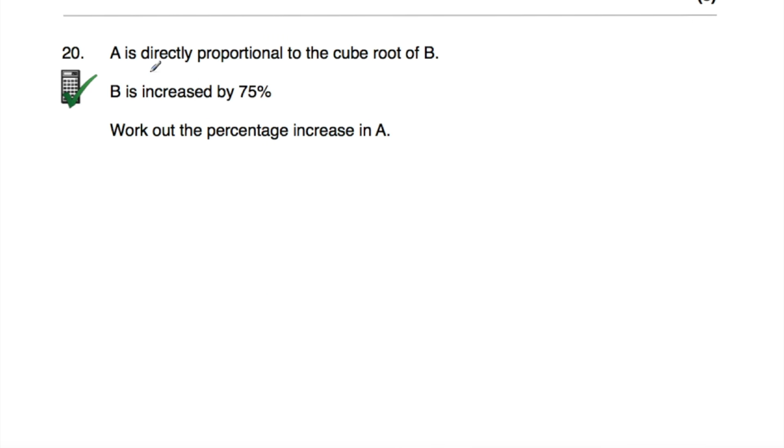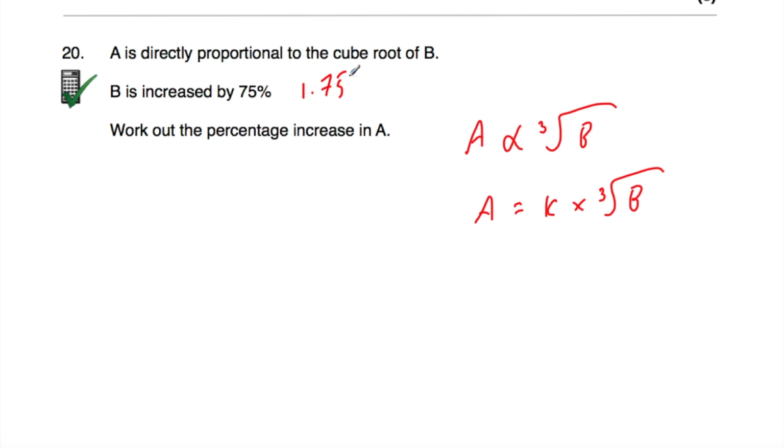Okay, let's look at our next question, question number 20. It says A is directly proportional to the cube root of B. Let's get rid of our proportionality symbol and put in K times the cube root of B. Then we're told that B is increased by 75%. If you increase B by 75%, the multiplier would be 1.75, so we would have 1.75B here. And we've been asked to work out the percentage increase in A.